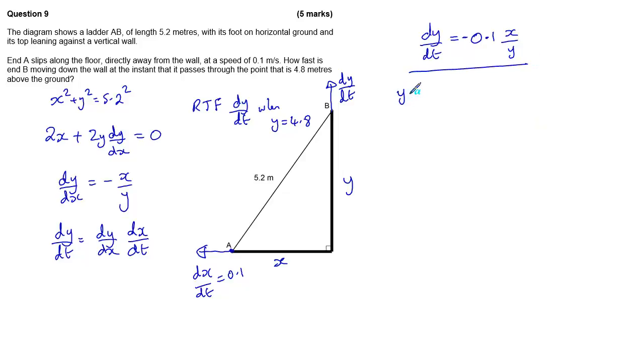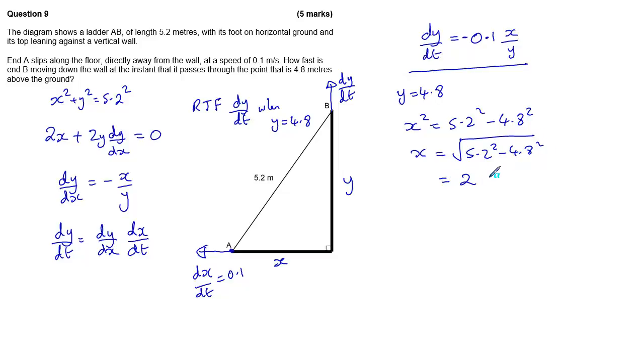Now, if y is equal to 4.8, then we know that x squared is going to be 5.2 squared minus 4.8 squared, so x would be the square root of 5.2 squared minus 4.8 squared. If you actually calculate that, you'll just find that that's 2. And so dy dt is negative 0.1 multiplied by 2 over 4.8.